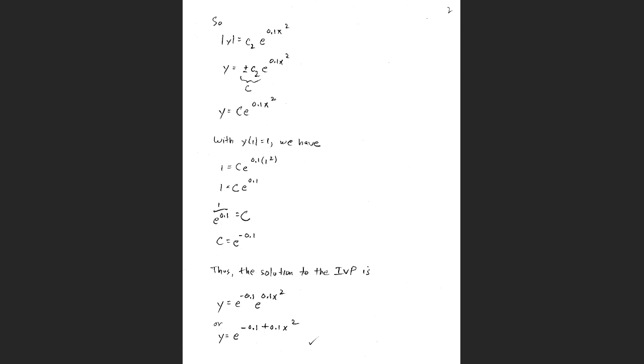So the absolute value of y equals c2 times e to the 0.1x squared. And then when I drop the absolute values, y is going to equal plus or minus c2 times e to the 0.1x squared power. Plus or minus c2, I'm going to call that the constant c, because I know that's going to be my final constant. And so this is the general solution.